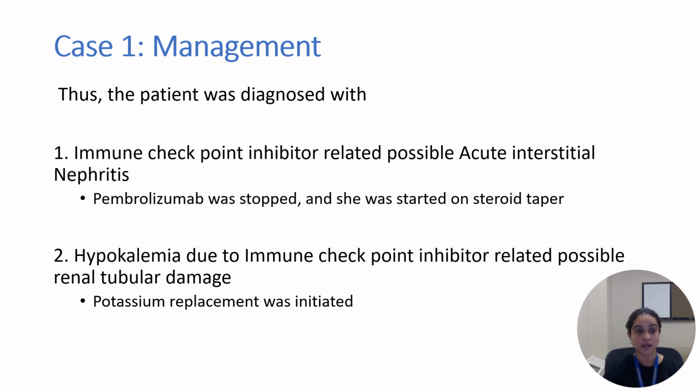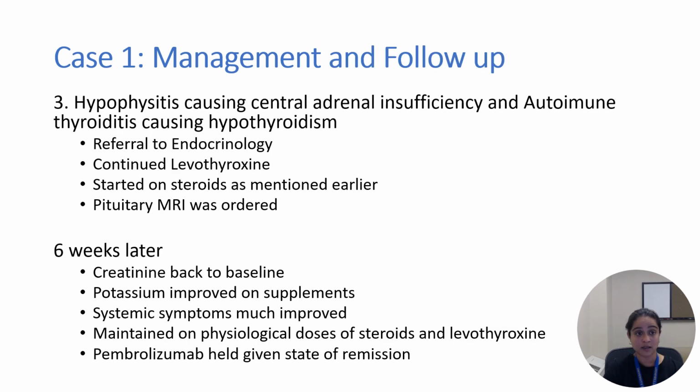Thus, the patient was diagnosed with immune checkpoint inhibitor-related acute interstitial nephritis, for which pembrolizumab was stopped, and she was started on a steroid taper. Hypokalemia due to immune checkpoint inhibitor-related possible renal tubular damage was also diagnosed. Potassium replacement was initiated. Lastly, hypophysitis causing central adrenal insufficiency and autoimmune thyroiditis causing hypothyroidism was also diagnosed.